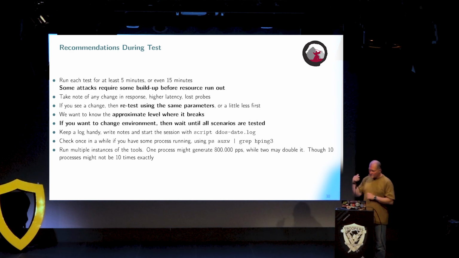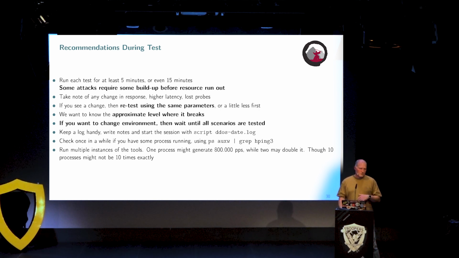And take note of any change in response, high latency, lost probes. If something starts to be unresponsive, I usually use something like a curl on the command line to check an HTTP service. I will go back to my smokeping and the graphs. And then if something goes wrong, I will stop the attack. We will note how long it takes for the service to return to normal, and then we will retest. So if something does not break, we'll continue to the next scenario, but if something breaks, we will retest using the same parameters. Sometimes we'll turn it down a bit to see if it was around that time or that size of the attack it breaks. We want to know the approximate level where it breaks and what breaks.